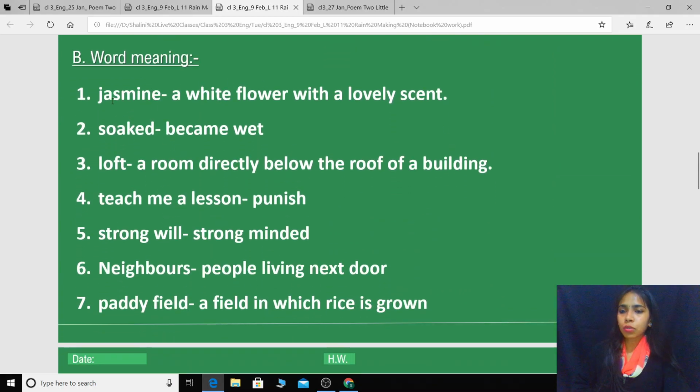So the first word is jasmine. What is the meaning, children? A white flower with a lovely scent. What is the meaning of soaked? Became wet. Loft means a room directly below the roof of a building. Teach me a lesson means punish me. Strong will means strong minded. Okay. Neighbors means people living next door. And paddy field means a field in which rice is grown.